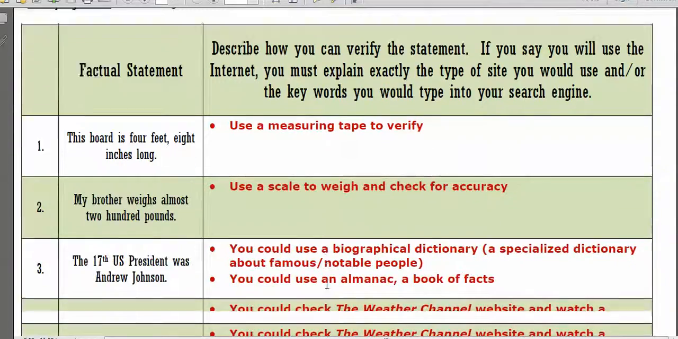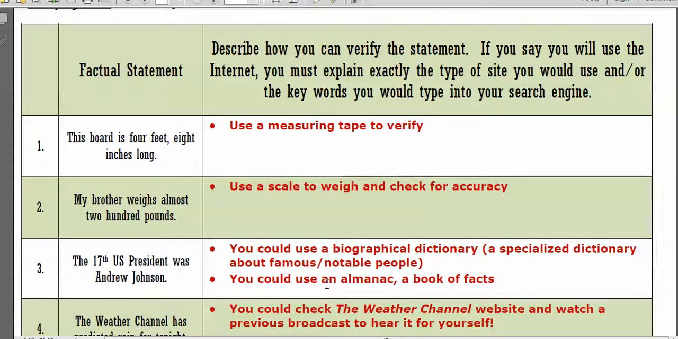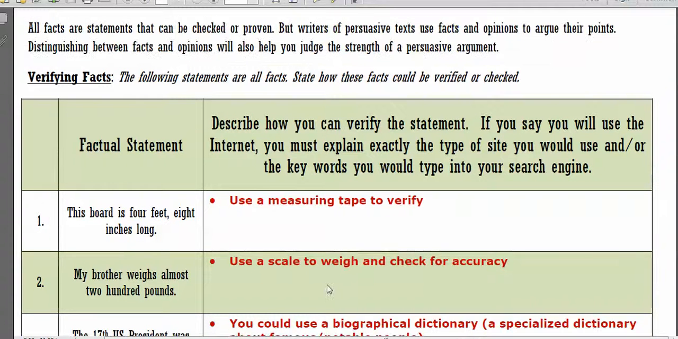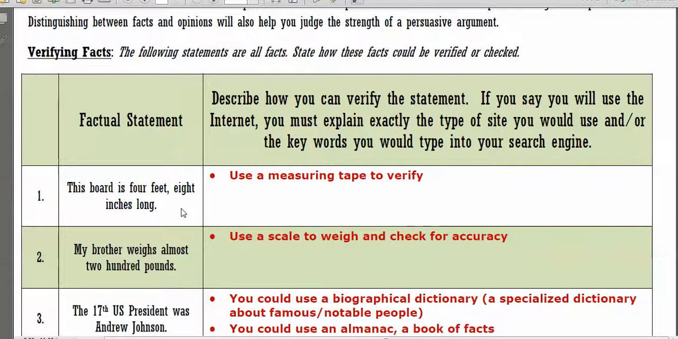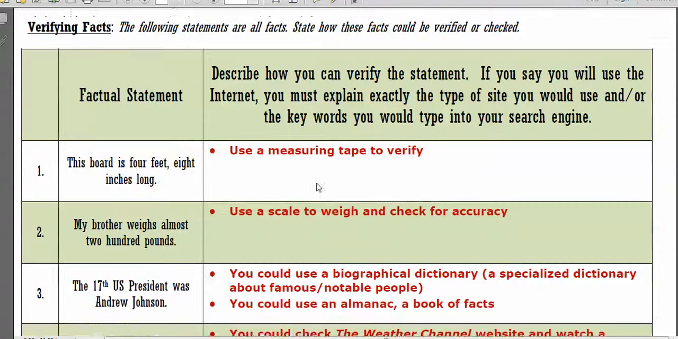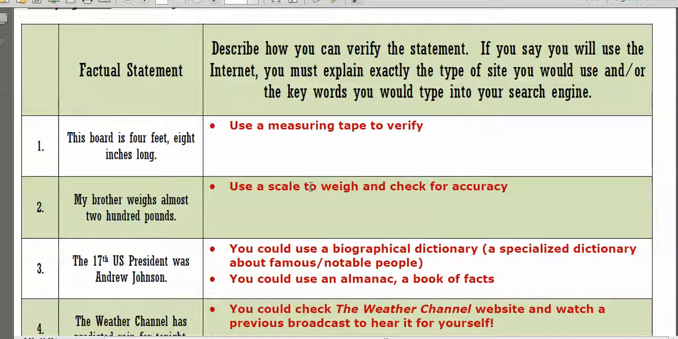And this page, what I want us to know is how you check facts. It's not enough to say, hey, I could go to the internet and find another answer for that, and that's how I know it's a fact. I want you to think about if there were no internet, what resource would you use? So for this one, this board is 4 feet 8 inches long. For me to really check that, I'd probably use a measuring tape to verify. Therefore, I could check it. Therefore, it's a fact. My brother weighs almost 200 pounds. I could use a scale and weigh and then check for the accuracy. Again, that's my way to prove it.